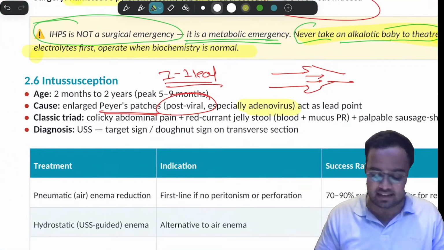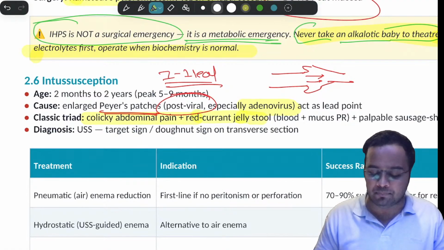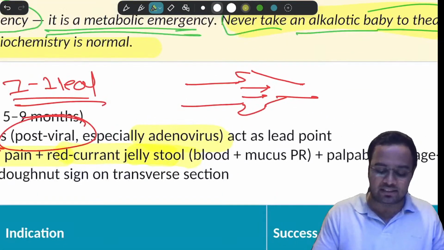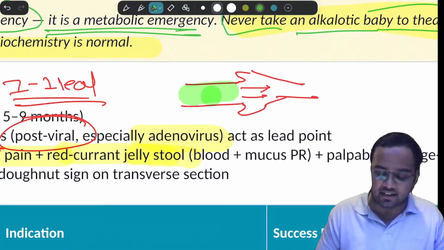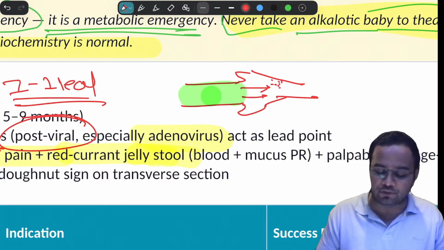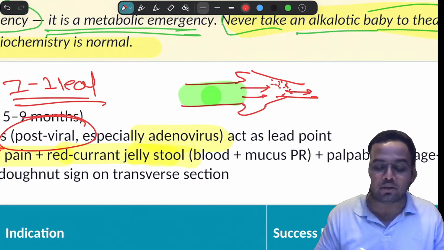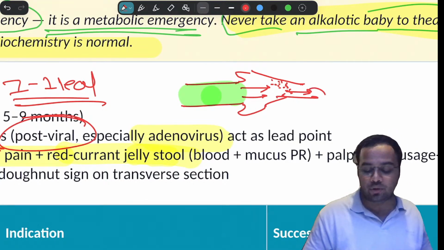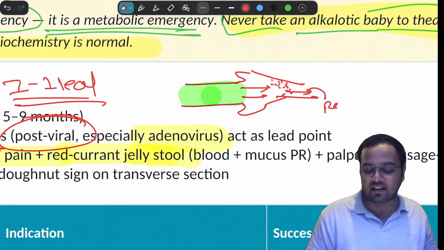What is the classical triad? It is colicky abdominal pain plus red currant jelly stools. So what happens is, the fecal matter is going to get stagnated here. What is going to happen? Some amount of mucosa along with the bleeding is going to slough off from this region, and it is typically seen as red currant jelly stools.